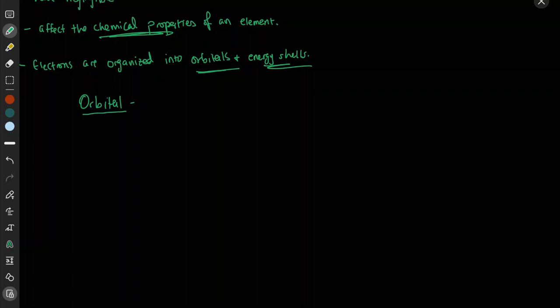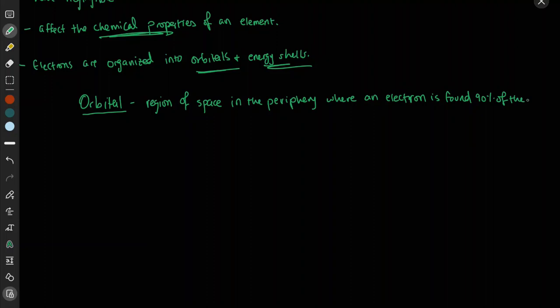Orbitals are just a region of space within the atom, outside the nucleus, where an electron is found about 90% of the time. So again, it's a region of space in the periphery where an electron is found 90% of the time.